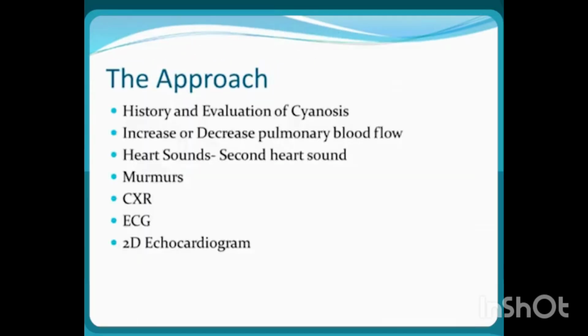So let's come to the approach. In approach, we have to see history and evaluation of the cyanosis, then increased and decreased pulmonary blood flow. Then we have to auscultate the patient. We have to see the heart sounds, and particularly the second heart sound. Then we have to particularly look for the murmurs, and then evaluate the chest X-ray, ECG, and then 2D echocardiogram.